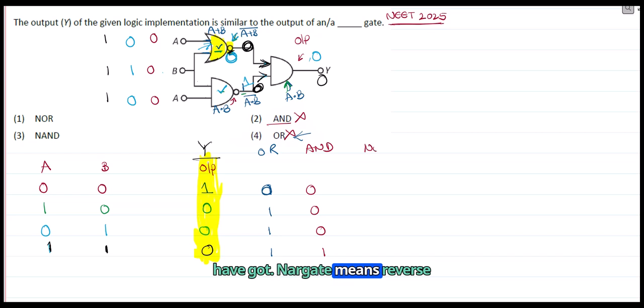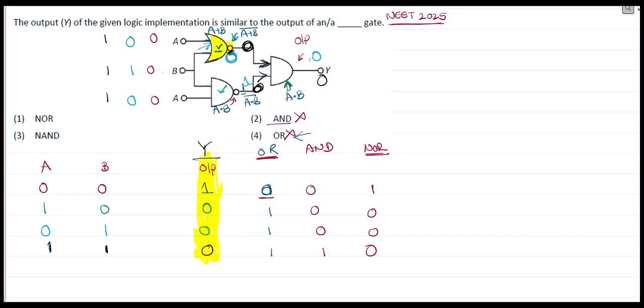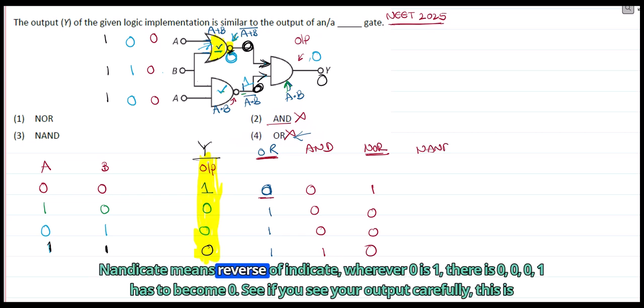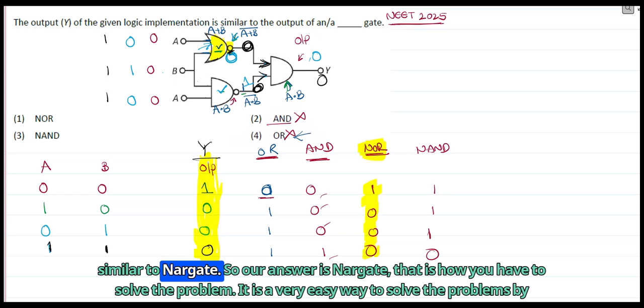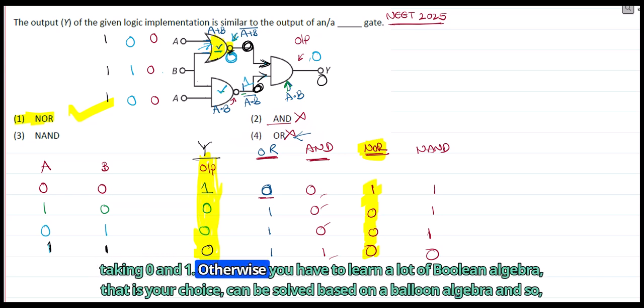NOR gate means the reverse of the OR gate. Where the OR gate gives 0, the NOR gate gives 1. NAND gate means the reverse of the AND gate, so the 0, 0, 0, 1 has to become 1, 1, 1, 0. If you see your output carefully, it is similar to the NOR gate. So our answer is the NOR gate. That's how you have to solve the problem. It's a very easy way to solve problems by taking 0 and 1. Otherwise, you have to learn a lot of Boolean algebra, but that's your choice. It can be solved based on Boolean algebra also. Thank you for watching.